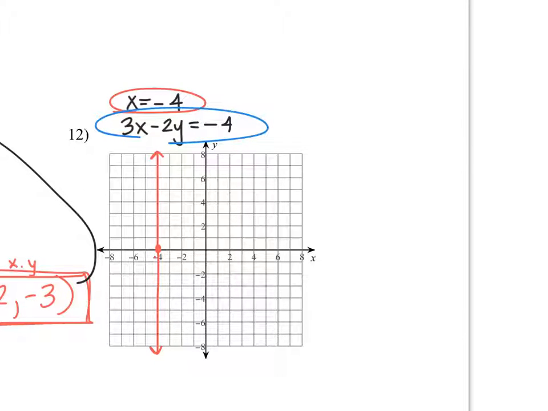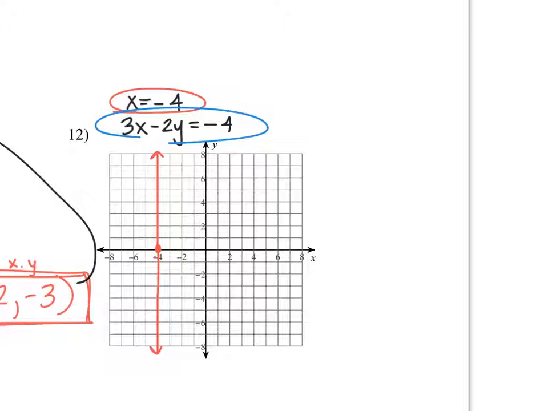Now my next equation, cover-up method would be ideal, right? It would be the easiest thing to do if I could cover up my y and solve, or cover up my x and solve. The problem is, if you do that, these are the two problems you get. 3x equals -4, and -2y equals -4. Well, that does not divide well. So we want to use a different method because we don't want to have to graph fractions or decimals.